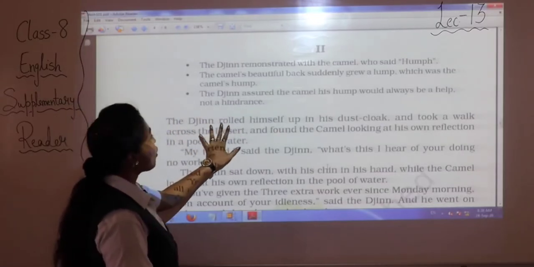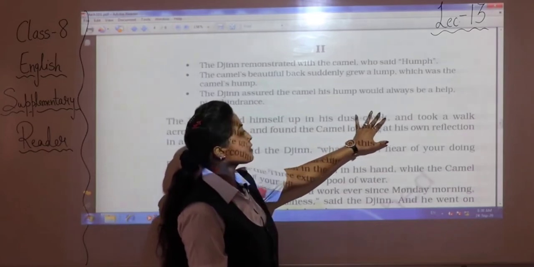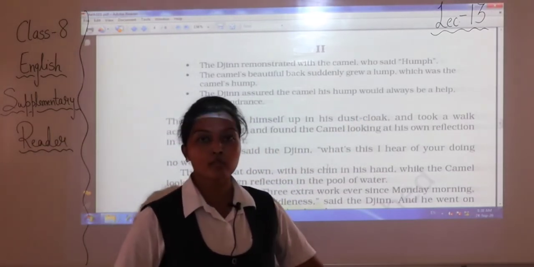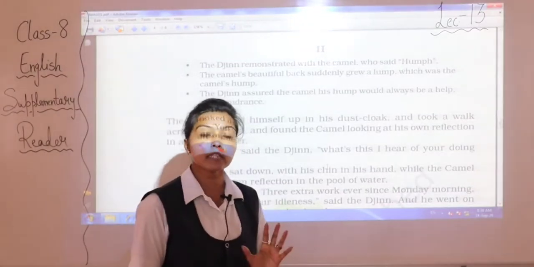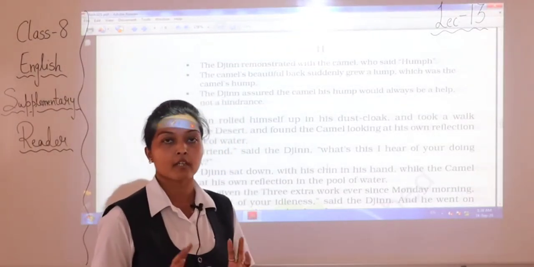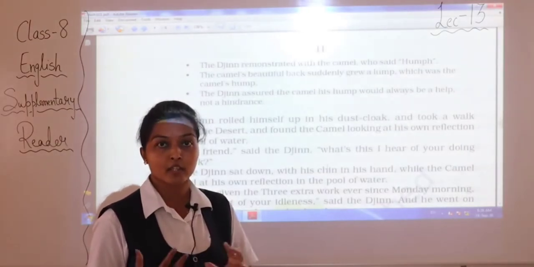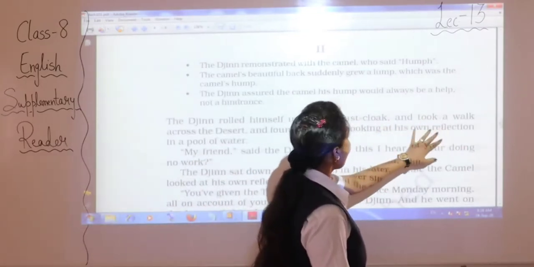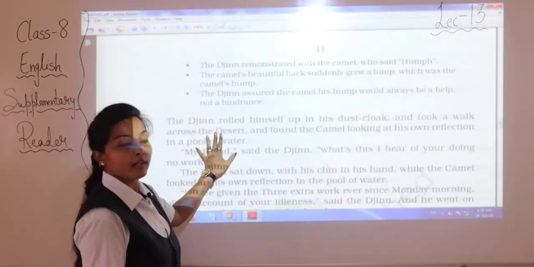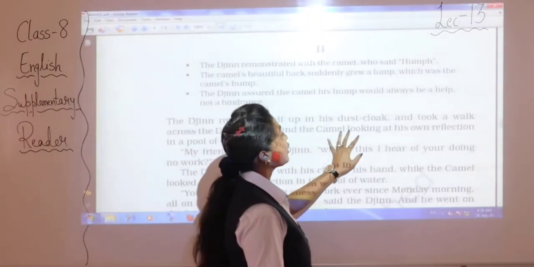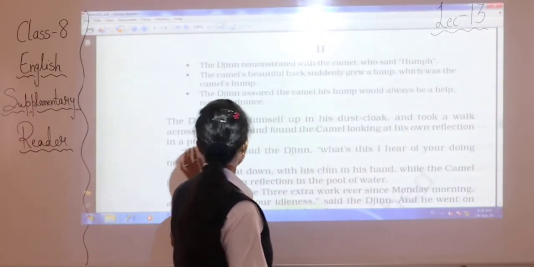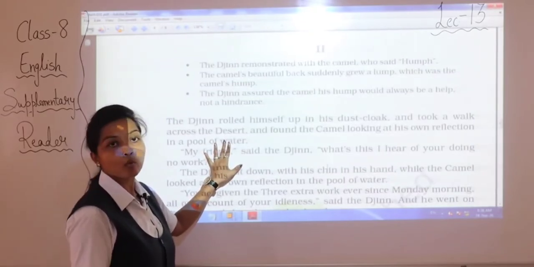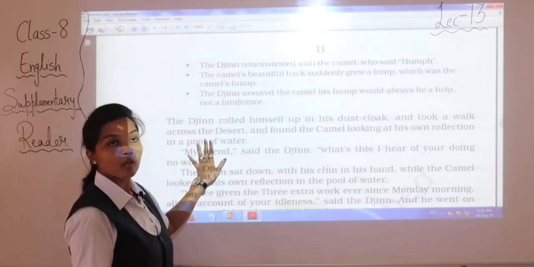Now, the jinn rolled himself up in his dust cloak. Dust cloak, that is the loose jacket, the loose coat. We can see the appearance of the jinn in TV serials and movies also, how he appeared. He took a walk across the desert and found the camel looking at his own reflection in a pool of water. So at that time what is the camel doing? The camel is looking at his own reflection in a pool of water.